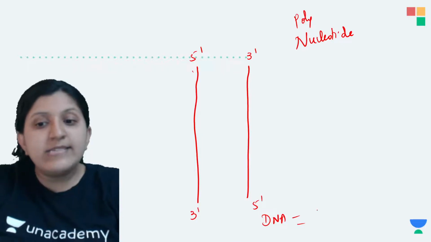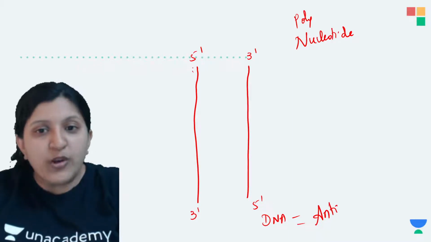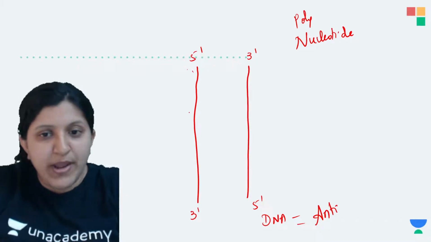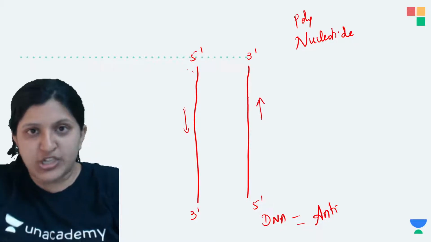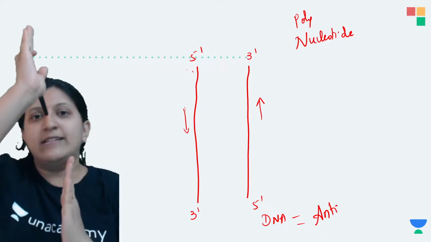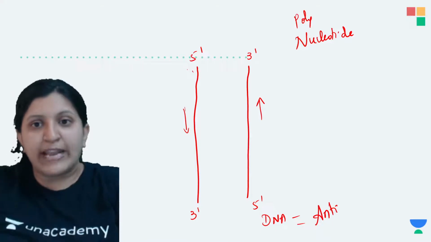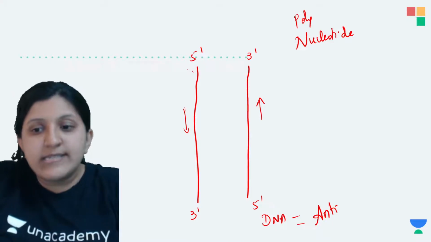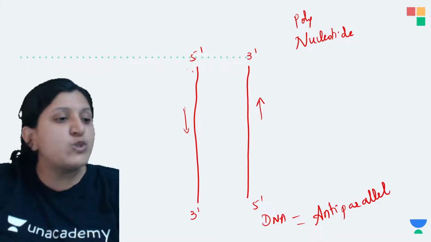So in that case DNA strands are anti-parallel. So what is the meaning of anti-parallel? One of the strands is running in this direction, and the other strand is running in this direction, so they are running in opposite directions. So let's say like this. They are not running in the same direction, so that means it is anti-parallel. Okay, so we will see what exactly is complementary.